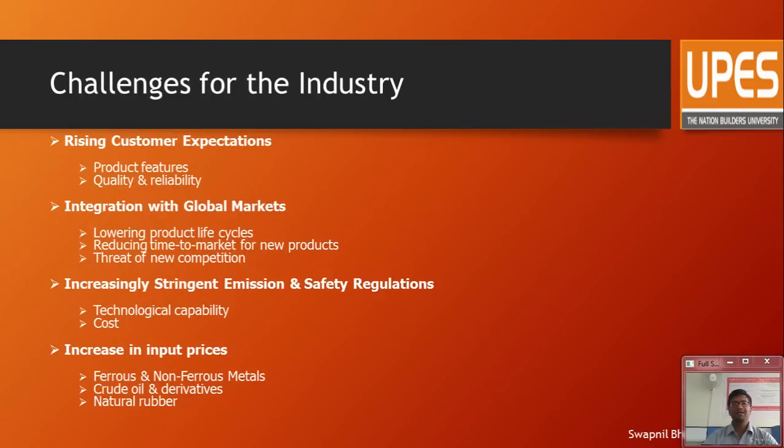Now, challenges for the industry. These are challenges that the engineer has to fulfill. Any manufacturer has to face these challenges: customer expectations are rising radically, and accordingly the manufacturer has to maintain the quality and the cost of the vehicle. Though input prices, metal prices and petroleum prices keep increasing, the manufacturer has to manufacture the vehicle at optimum cost. Keeping these factors in mind, these are the biggest challenges in the automotive industry, and the engineer has to work accordingly.